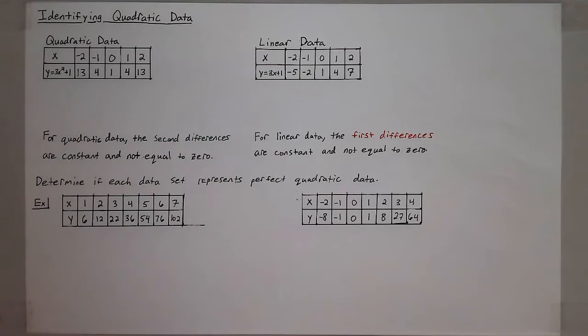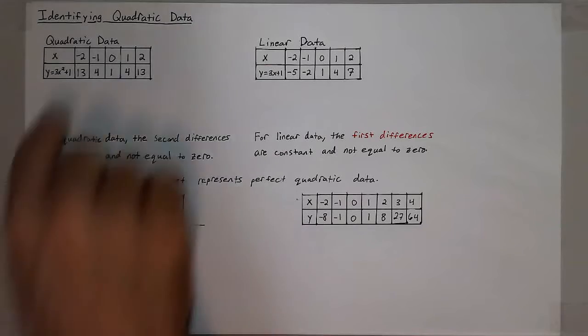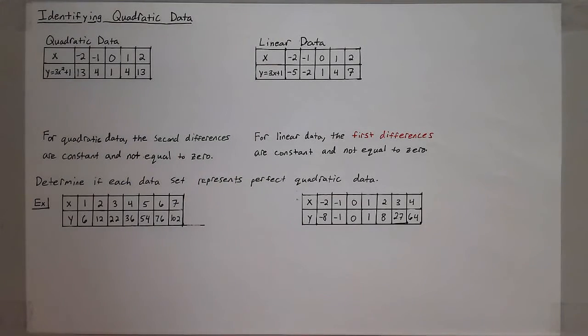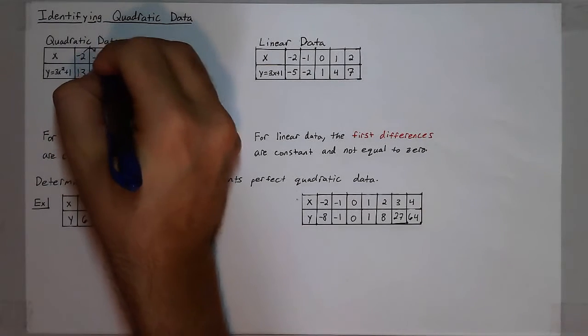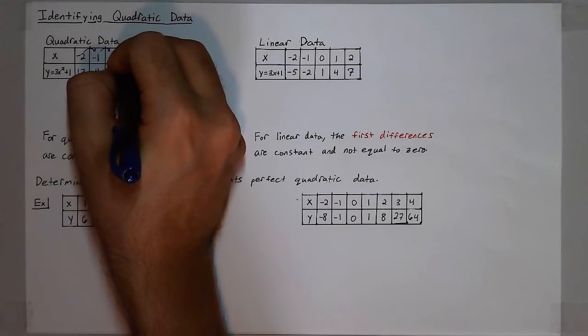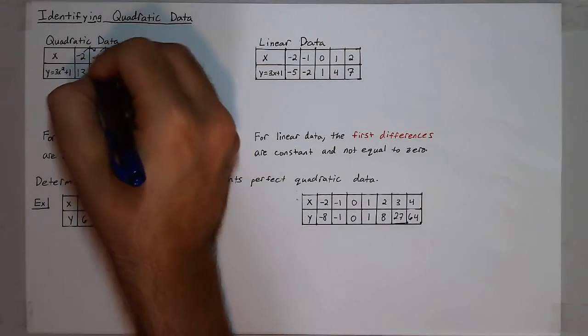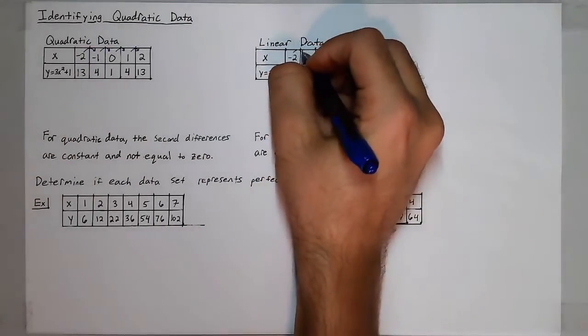In this video, we are going to learn how to identify quadratic data. Now, the way this works is we're going to use differences. And a very key thing for differences is that your x's always change by the same amount every time from left to right. So here, it's always going up by 1 for both these sets of data.